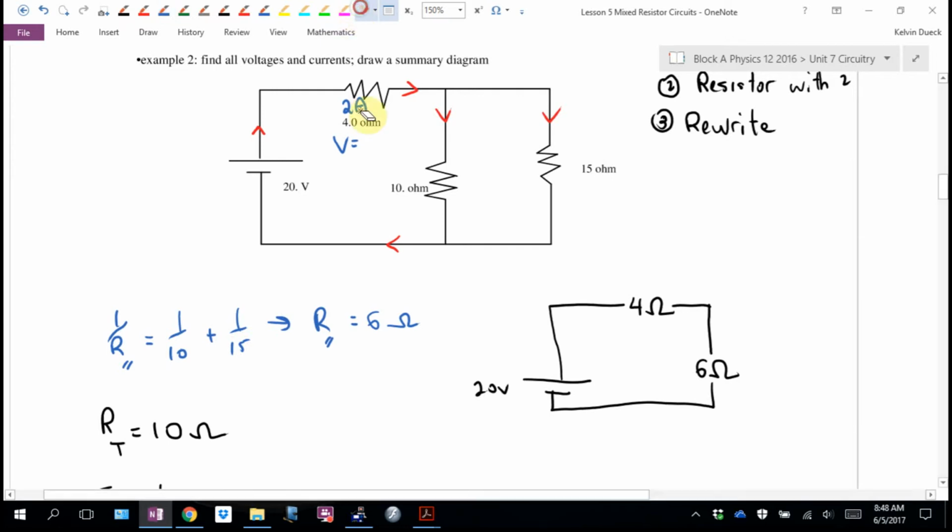V equals I times R, Sam, in your head. V equals, I know, I'm picking my audience. You were zoned. You're back now. V equals I times R, in your head, please.